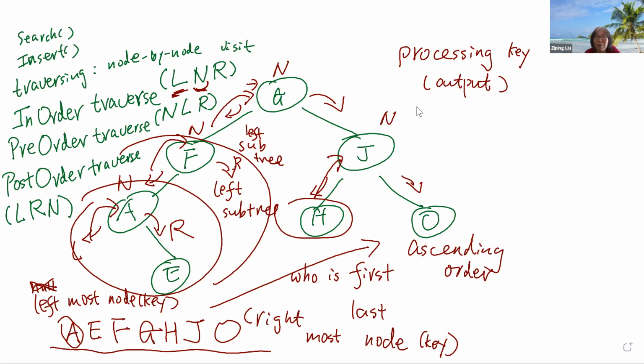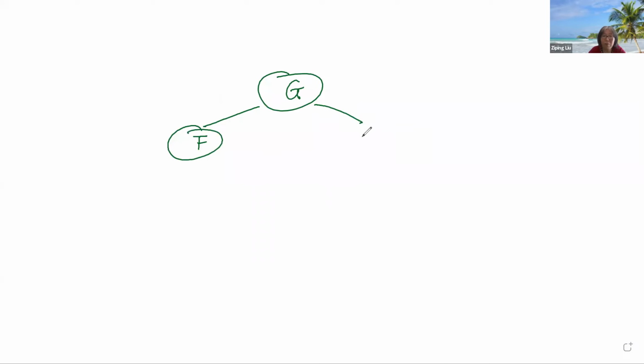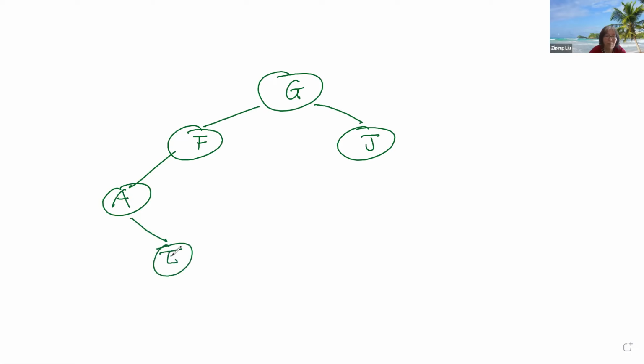I needed to clear this, it's too messy, okay? I need to redraw it. Let's redraw the tree. Okay, so we have G here. And then I have F. And the same level has J. And then I have A. And after A, I have E. And here under J, I have two branches, H and O.